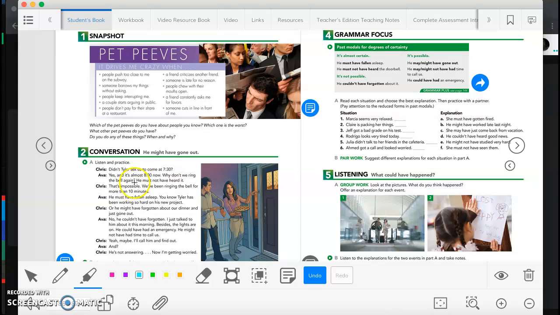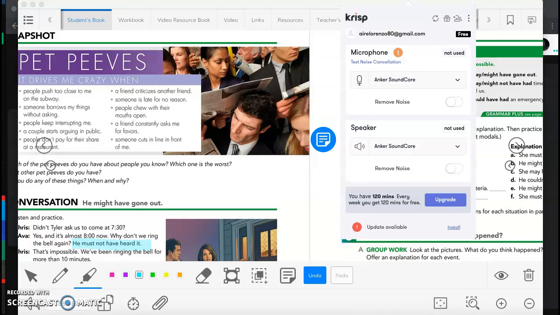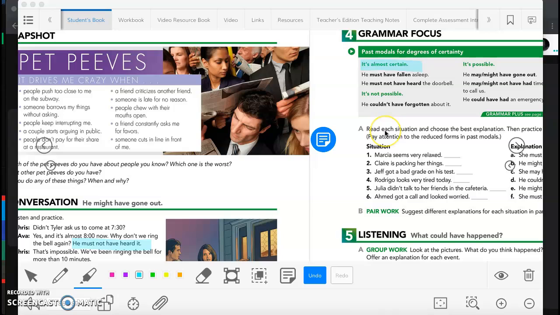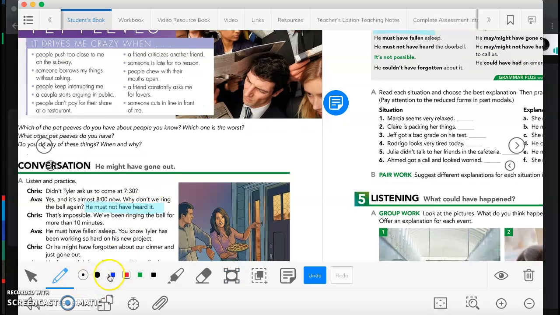For example, in here we have "he must not have heard it." So when we say "he must not," it's because, as you can see here, it's almost certain. So we are saying that what we are assuming is basically true. It's again what we are saying, our assumption is almost true, and that is why we go ahead and use it. The same way, we have another example right here.